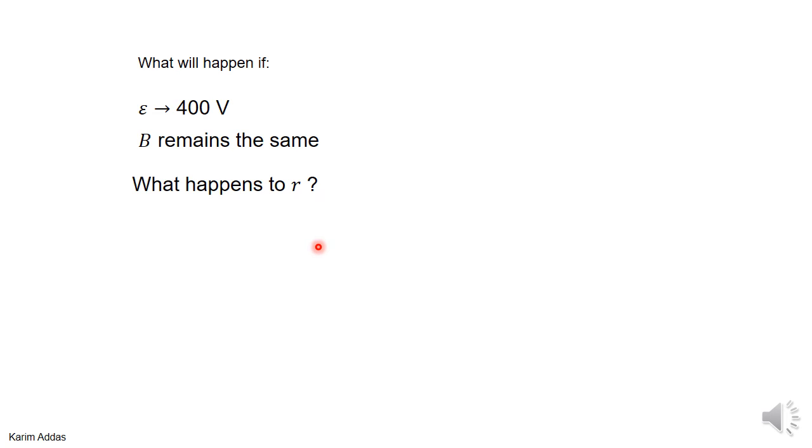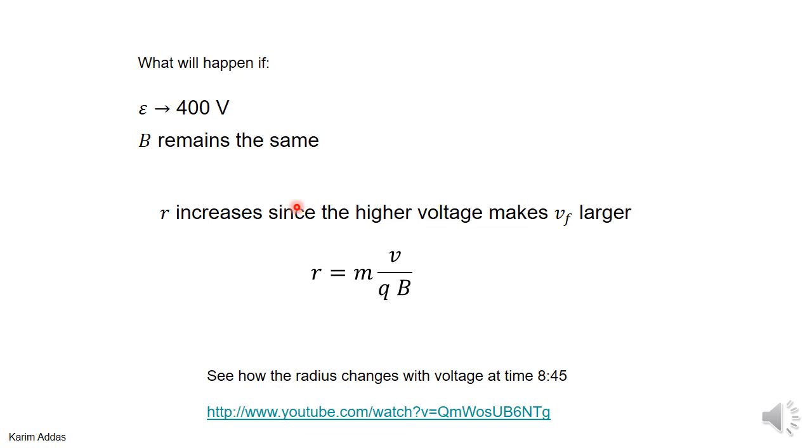The next part of the problem, they ask, what if you change the EMF of the battery from 350 volts to 400 volts, keeping the magnetic field the same? What will happen to the radius of the particle? Well, the radius will increase because the higher voltage will lead to a higher speed. And if you look at the equation for the radius, the mass hasn't changed, the charge hasn't changed, the magnetic field hasn't changed. Because the potential difference was larger, it will result in a larger speed, so then the radius will be bigger.